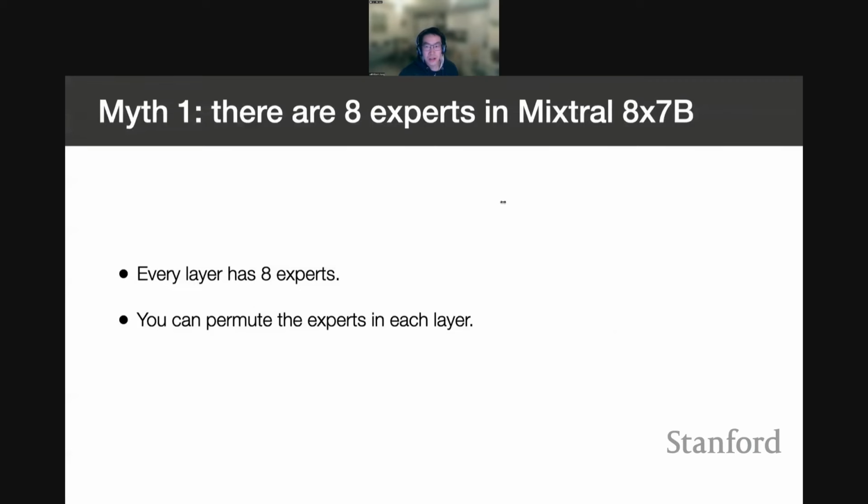So it doesn't matter how you permute them. They will give you the same result. That means instead of 8 experts, you actually have 32 times 8 experts in total, and they're relatively independent across layers.